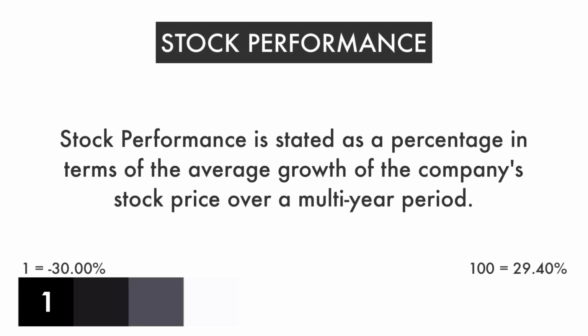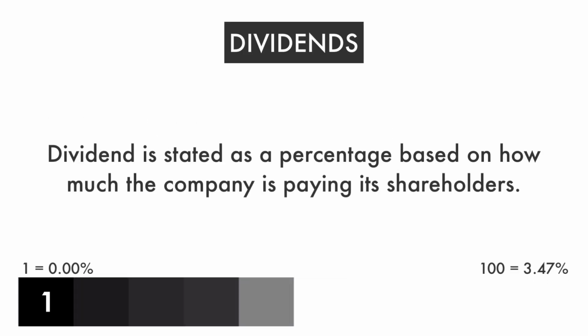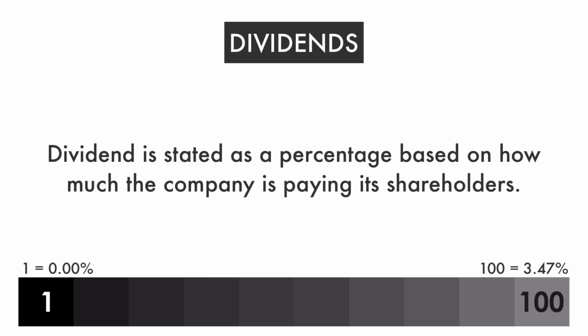First, let's look at stock performance. Stock performance is stated as a percentage in terms of the average growth of the company's stock price over a multi-year period. Next, let's look at the company's dividend. Dividend is stated as a percentage based on how much the company is paying its shareholders.